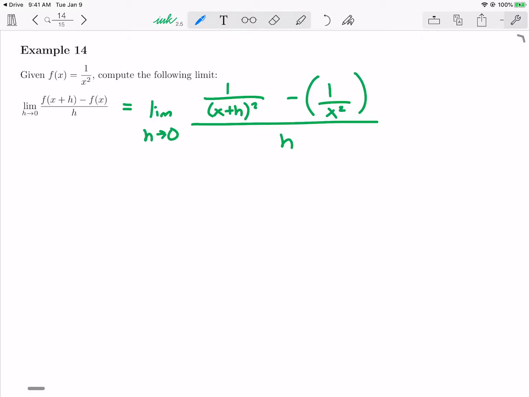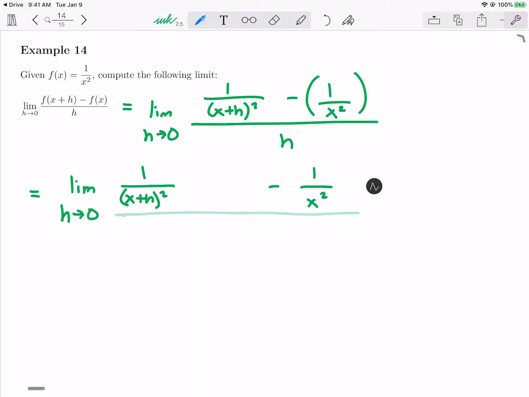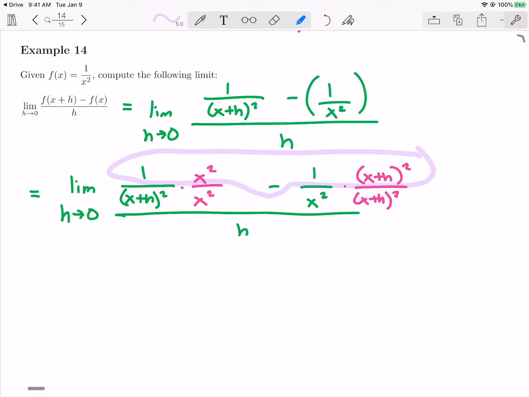So what I'm going to do is I'm going to get common denominators. This is the algebra that many of us struggle with. So I'm going to leave some space, minus 1 over x squared all over h. So I'm going to then pull out my pink pen. Since I've got an x squared in the other term, I need to multiply the first term by x squared over x squared, which is just a fancy 1. And then I've got to multiply the second term after the minus sign by x plus h squared over x plus h squared. Okay, so then I've got the same denominator, and I'm just going to have this minus that.